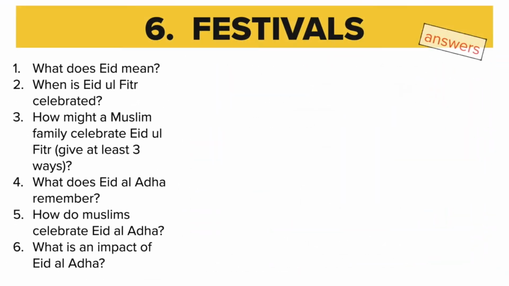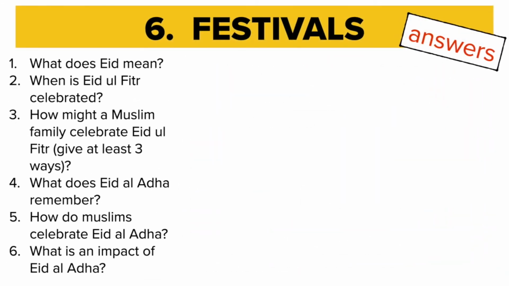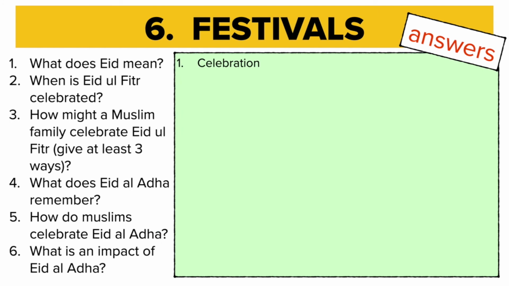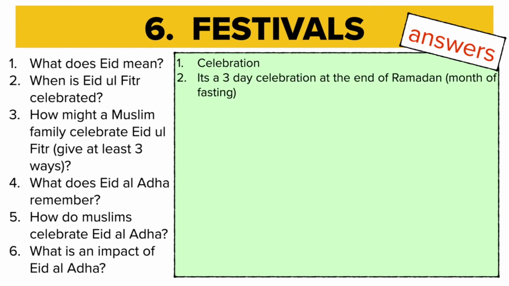Okay, the 6th topic was festivals, and there's the other 2 festivals, the 2 Eids. Big Eid and Little Eid is another way of putting it. So what does Eid mean? Well, Eid just means celebration. So Eid al-Fitr is a 3-day celebration at the end of Ramadan. So after a whole month of fasting, there's a big celebration which brings it to an end.